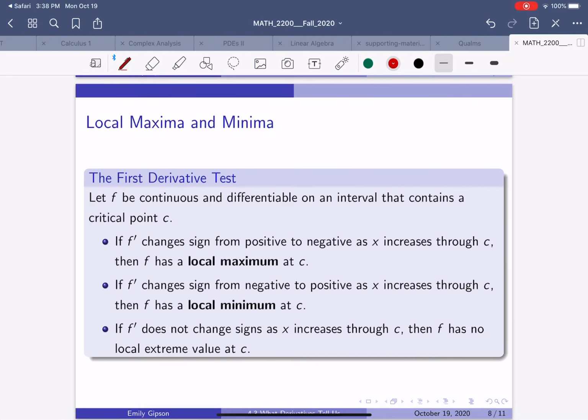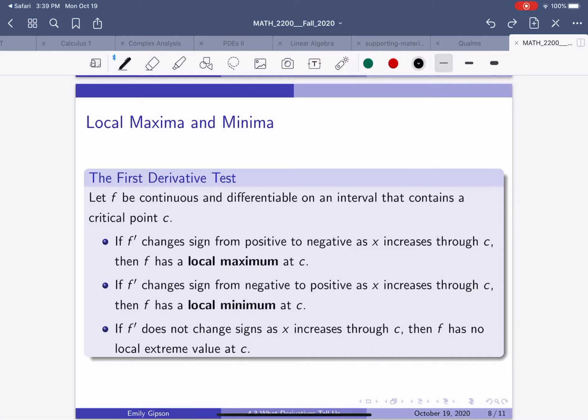Let f be continuous and differentiable on an interval that contains a critical point c. If f prime changes sign from positive to negative as x increases through c, then f has a local maximum at c. If f prime changes sign from negative to positive as x increases through c, then f has a local minimum at c. If f prime does not change signs as x increases through c, then f has no local extreme value at c. And that's like when we saw this bad boy.